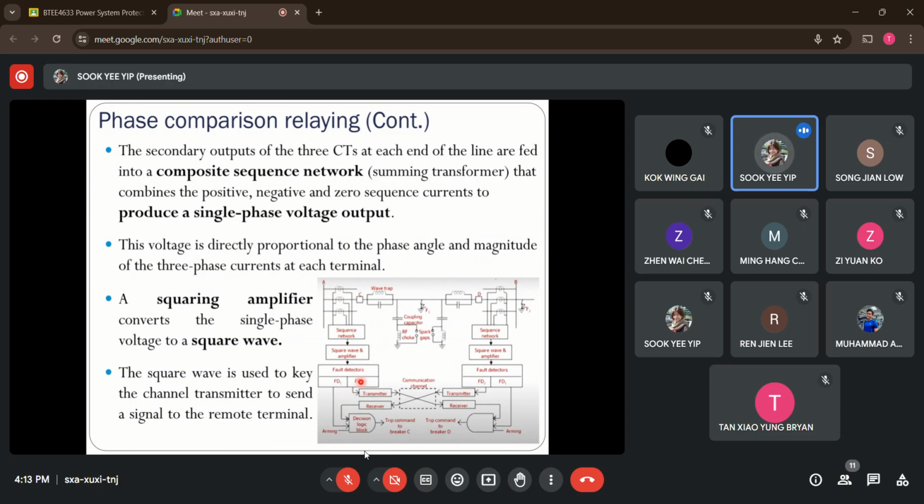Whereby it will see if we have an external fault or a fault-free situation, then it will activate the communication channel and send the signal to the other side, where we have another AND gate at terminal B. All right. So this square wave will be used to key in these channels and send it over to the other side. You can find the same components used at the other end of the transmission line. The logic AND gate here is used to determine whether I need to trip or not to trip the breaker at my side.